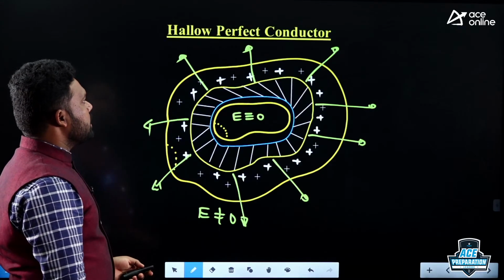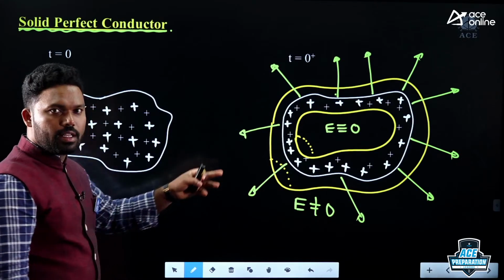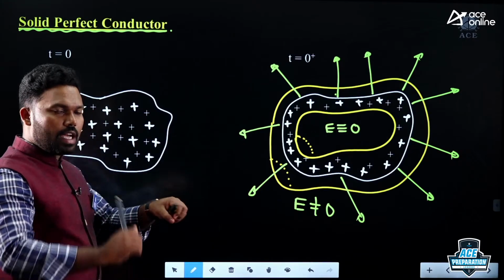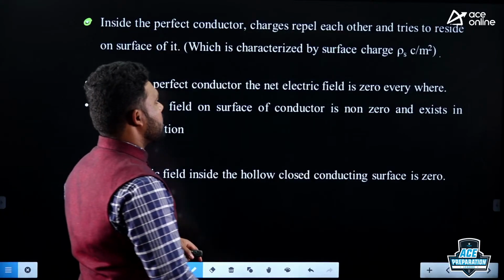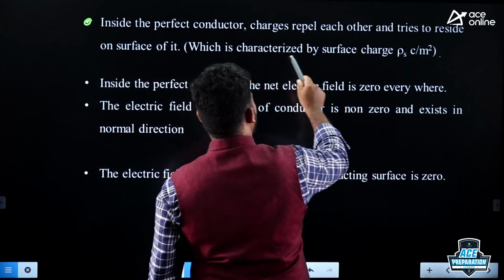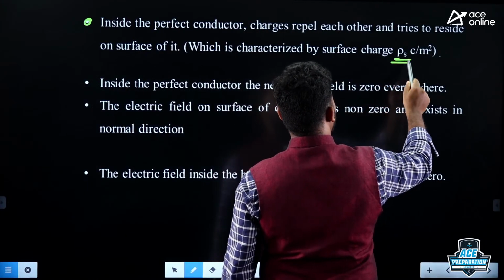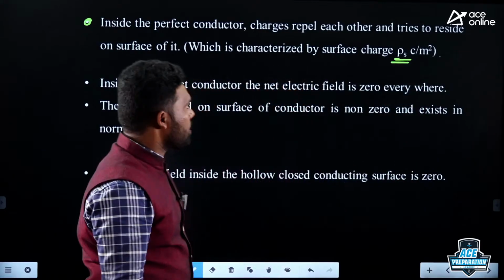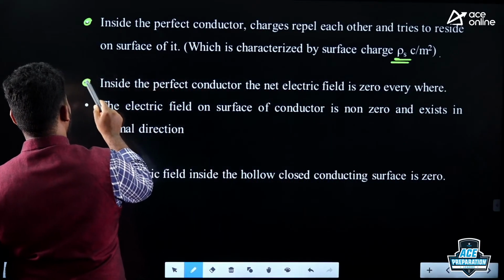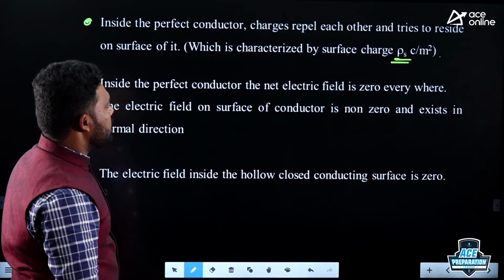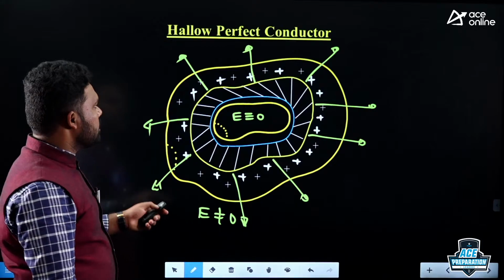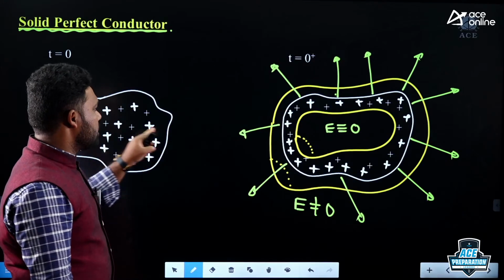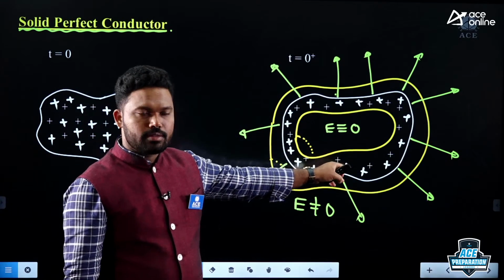So what is happening inside the perfect conductor? They come and sit on the surface of the conductor. The charges are distributed over the surface. So that can be treated as what is called a surface charge, characterized by surface charge density rho s, coulomb per meter square. Next, point number 2. Inside the perfect conductor, the net electric field is 0 everywhere, isn't it?